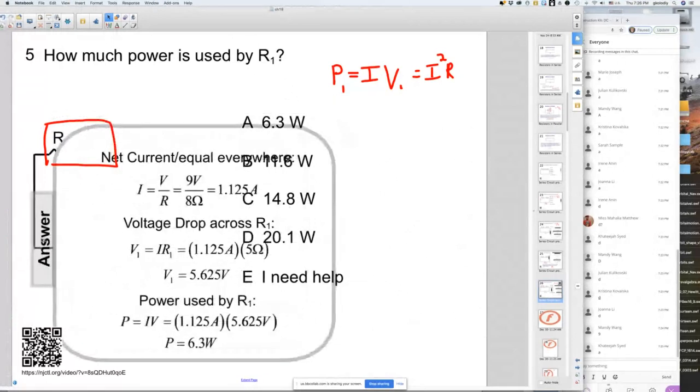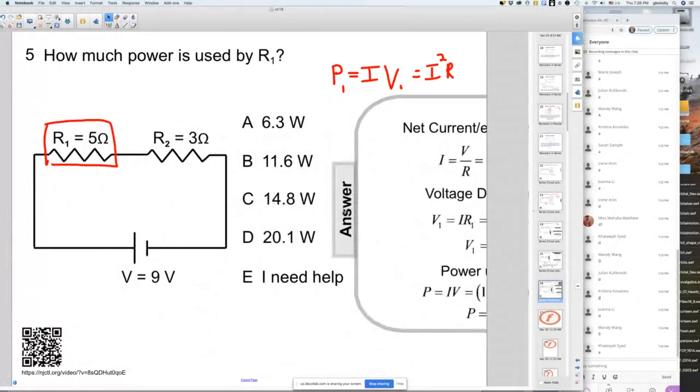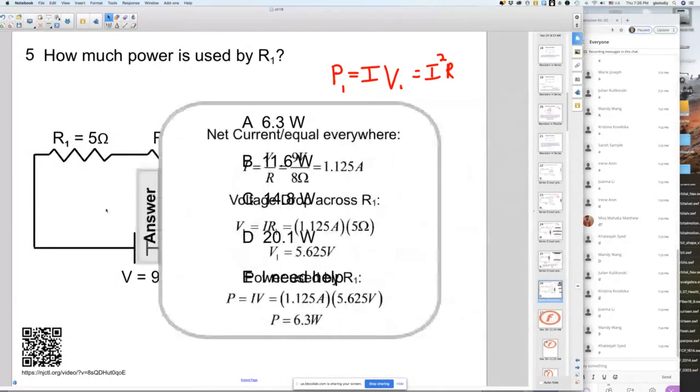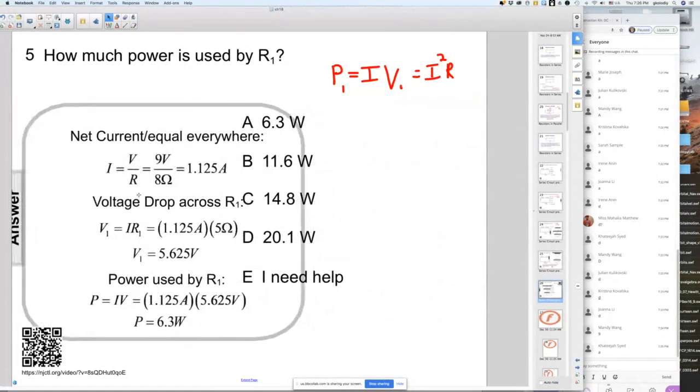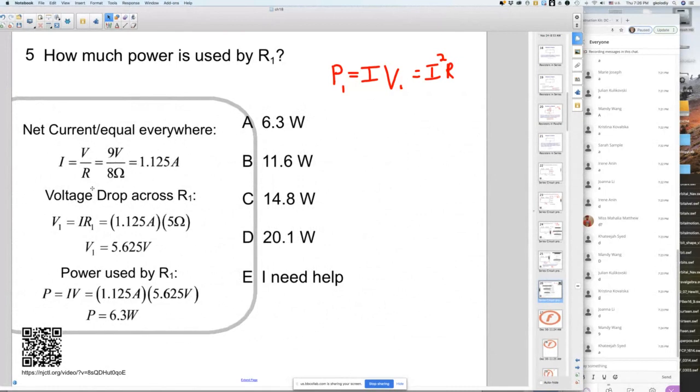6.3. Put this. It's hard for me to put it anywhere, right? I think if I erase this red stuff, oops, if I erase the red stuff here, I can put it right over the circuit.